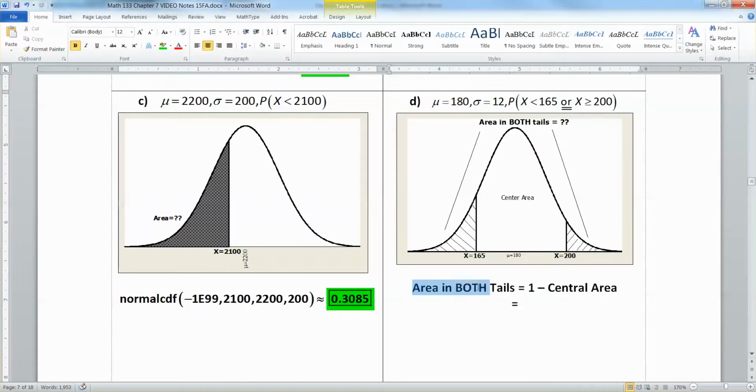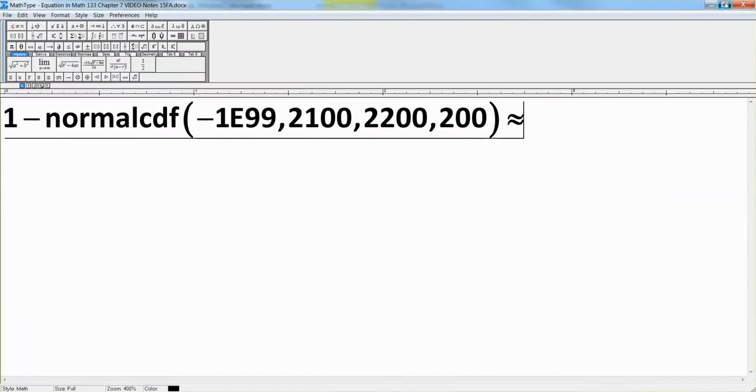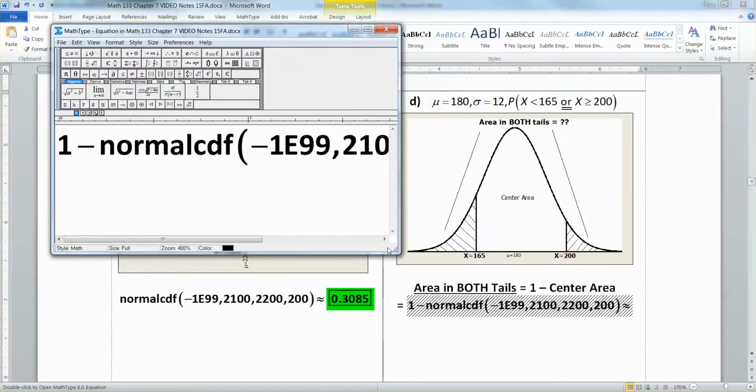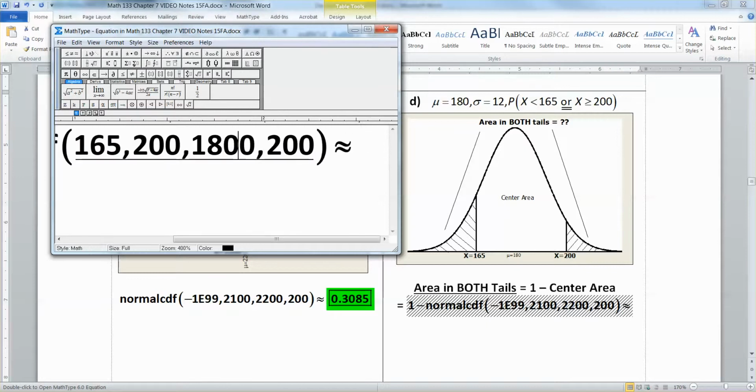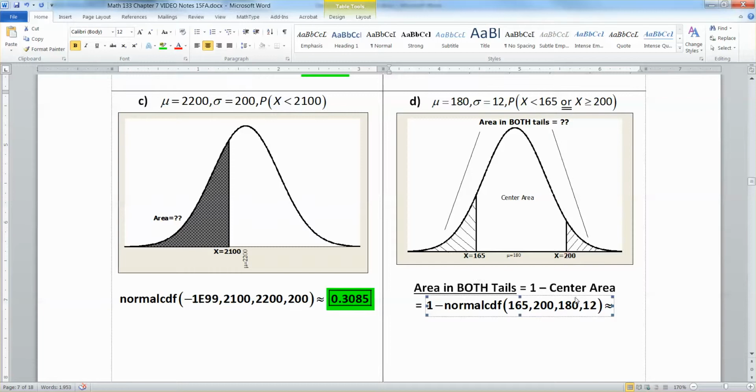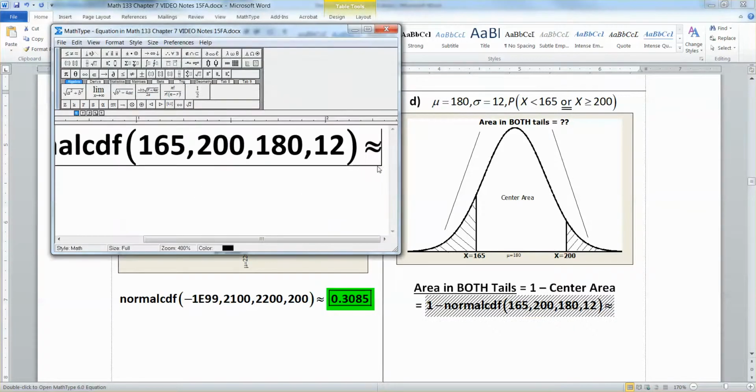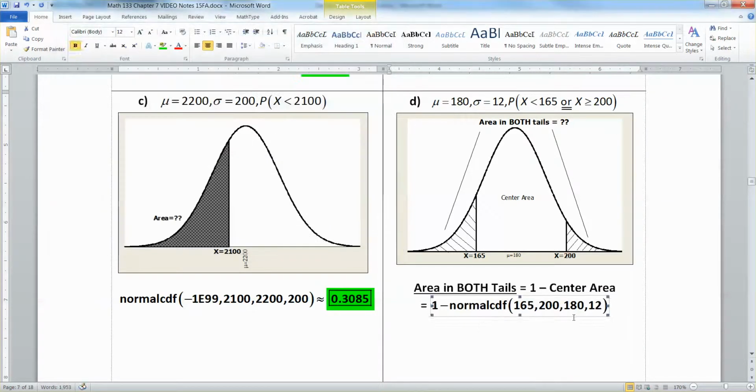Okay, so the area in both tails, which is what I'm looking for, is 1 minus the central area, or the center area. Okay, so I'm going to take 1 minus normal CDF. Now the question is from what to what? Well, that central area is actually kind of easy to find because it has definitive boundaries. It has 165 on the left, it has 200 on the right, the mean was 180, and the standard deviation was 12. So I'm going to take 1 minus all of that. Sorry, I got to get that little squiggly equals out of there. The approximation symbol if you want to get all fancy about it.